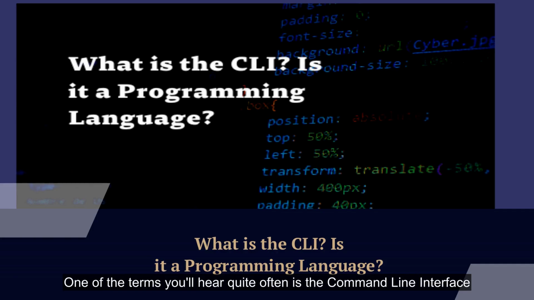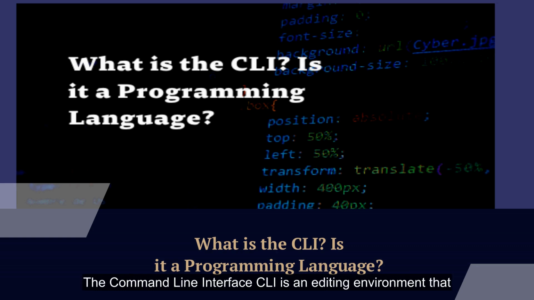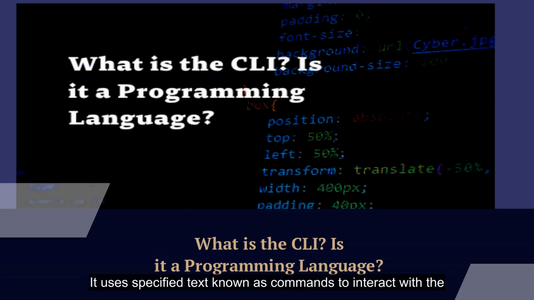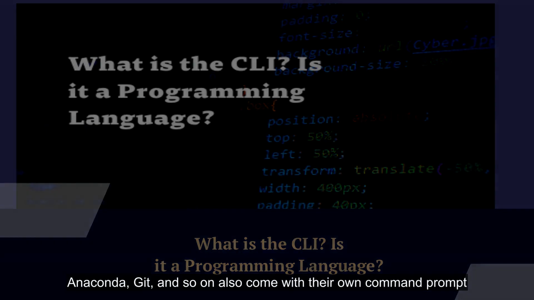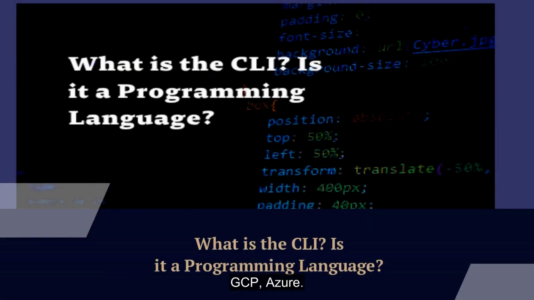One of the terms you'll hear quite often is the command line interface, also referred to as command prompt or terminal. The command line interface, CLI, is an editing environment that is text-based. It uses specified text, known as commands, to interact with the computer and perform numerous operations, including installing and working with programs. Every operating system comes with an inbuilt command prompt. Some application packages such as Node.js, Anaconda, Git, and so on also come with their own command prompt. The same thing goes for cloud providers such as AWS, GCP, Azure.